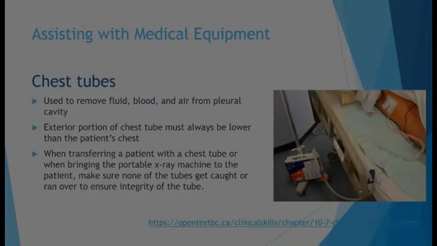Chest tubes. Used to remove fluid, blood, and air from the pleural cavity. The exterior portion of the chest tube must always be lower than the patient's chest. When transferring a patient with a chest tube or when bringing a portable x-ray machine into the patient's room, make sure none of the tubes get caught or run over, to ensure the integrity of the tube.